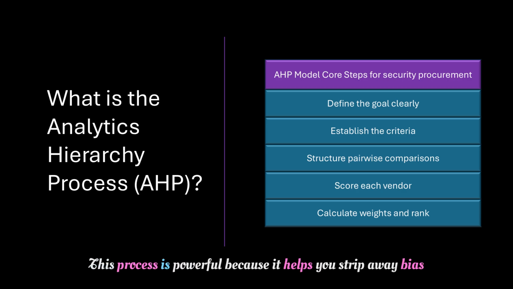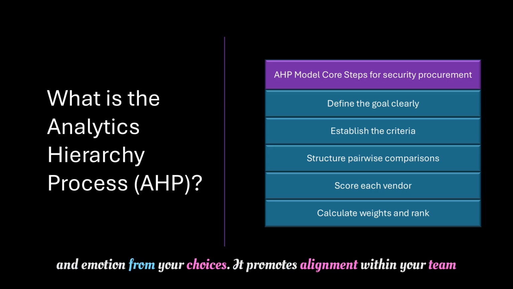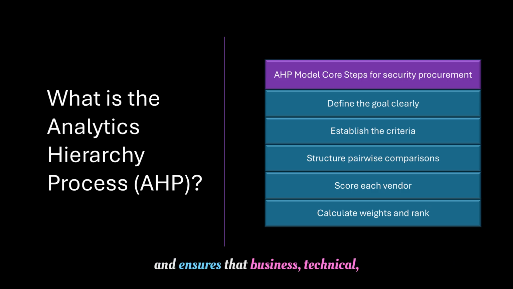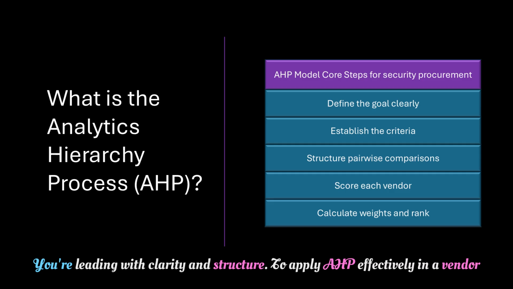This process is powerful because it helps you strip away bias and emotion from your choices. It promotes alignment within your team and ensures that business, technical, and risk-related concerns all have a seat at the table. When you use AHP, you're no longer guessing. You're leading with clarity and structure.